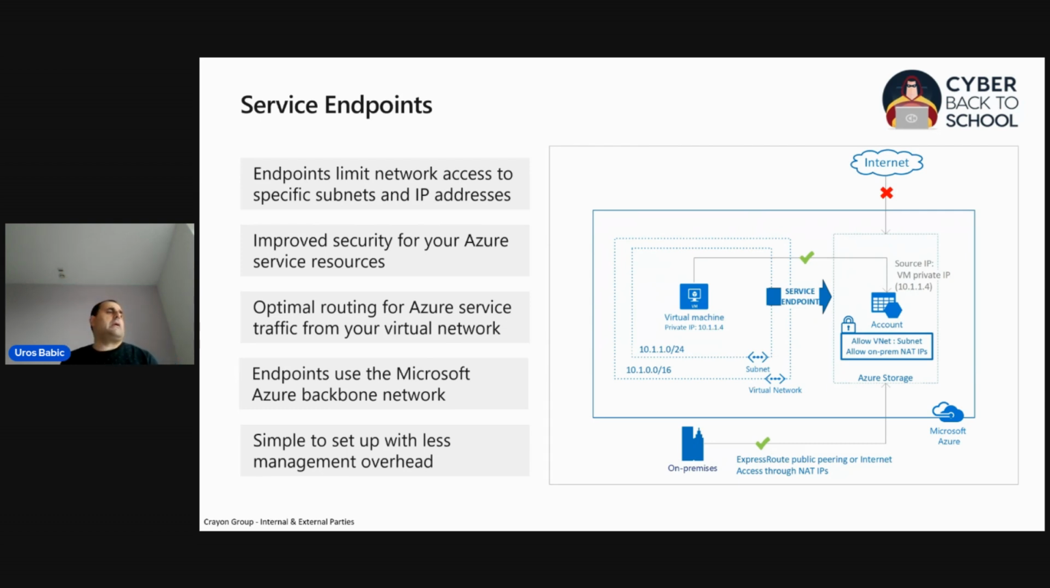Endpoints always take service traffic directly from the virtual networks to the service on the Microsoft Azure backbone network. Keeping traffic on the Azure backbone network allows me to continue auditing and monitoring outbound internet traffic from my virtual network through forced tunneling without impacting service.